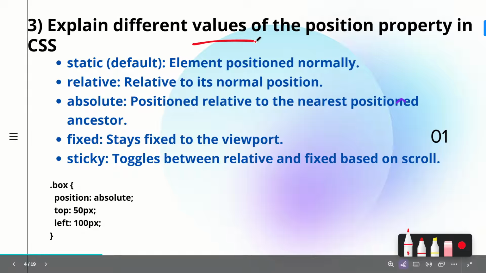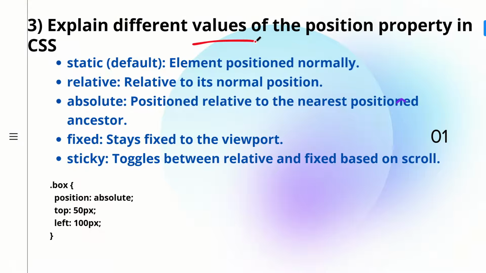The third question is: explain the different values of the position property in CSS. So by default we have static as the position property, that is, the element is positioned normally. Now the next one is relative.